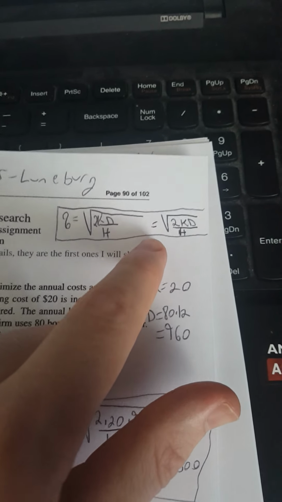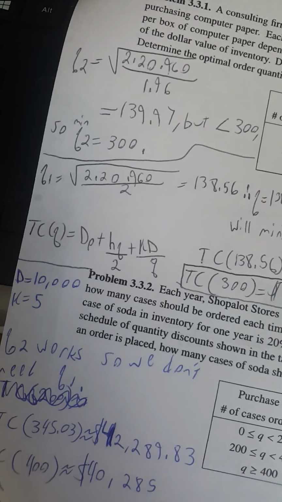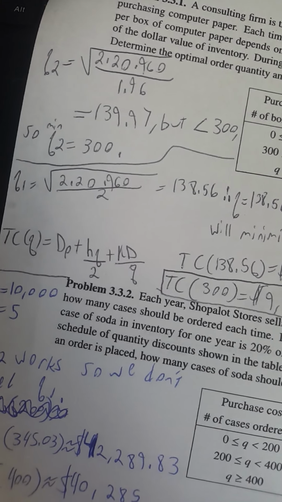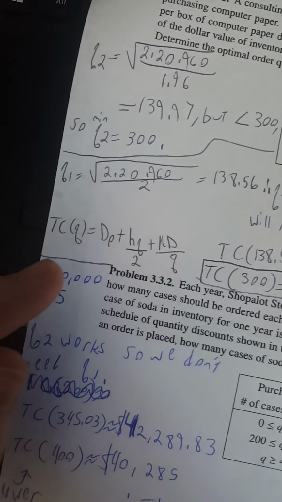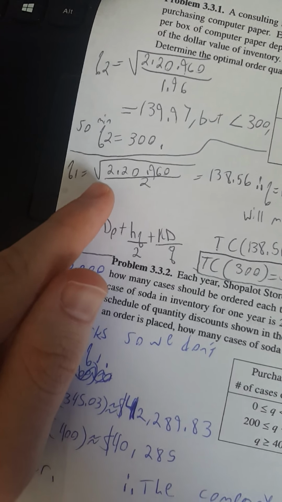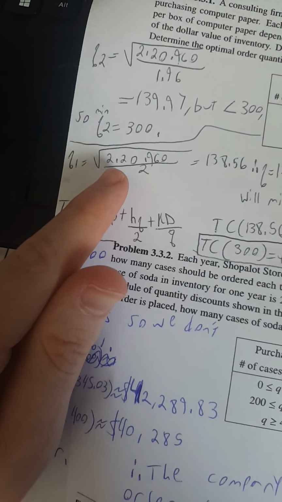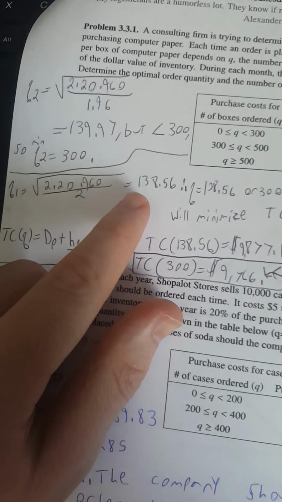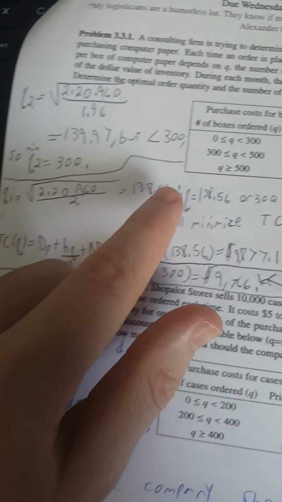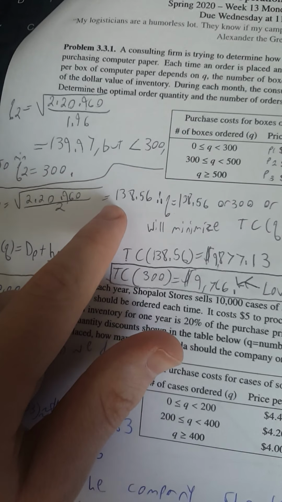Q equals square root of 2 times KD over H. We're going to use that formula 3 times, and I went by price bracket, ordering from least quantity to greatest quantity. So Q1 would be square root of 2 times 20 times 960 divided by 2. Those two 2's cancel, so it's just going to be 138.56. Now 138.56 is between 0 and 300, so that's a potential candidate for the economic order quantity.